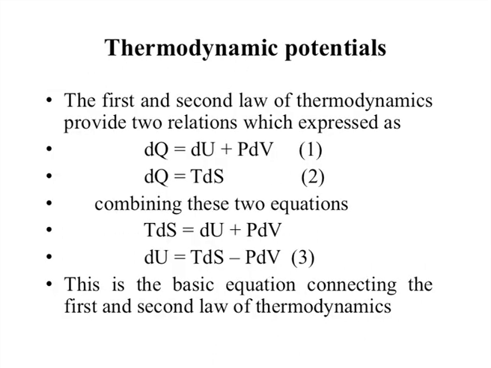There exist certain relations among these thermodynamic variables. The first and second laws of thermodynamics provide relations which can be expressed as dq = du + pdv and dq = Tds. By combining these two equations, we get Tds = du + pdv, and from this we can calculate du = Tds - pdv. This is the basic equation connecting the first law and second law of thermodynamics.